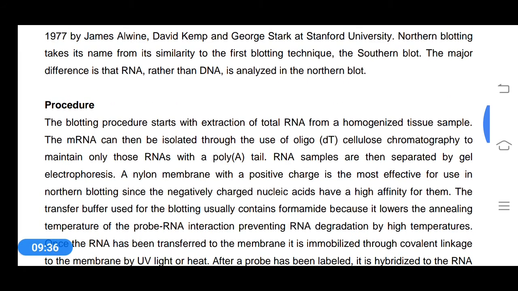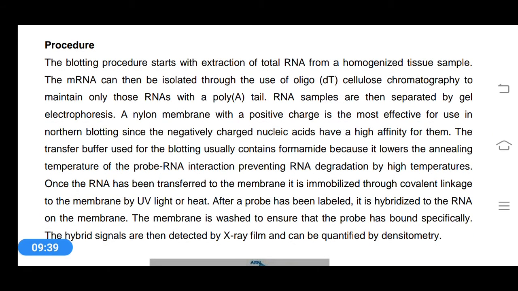Now let's see the procedure. This northern blotting is also a little similar to the southern blotting. In this blotting procedure, it will start with the extraction of total RNA. This is a little similar to the first step in the southern blotting, where we isolate the DNA. Here we'll isolate the RNA, total RNA, and the total genomic DNA.